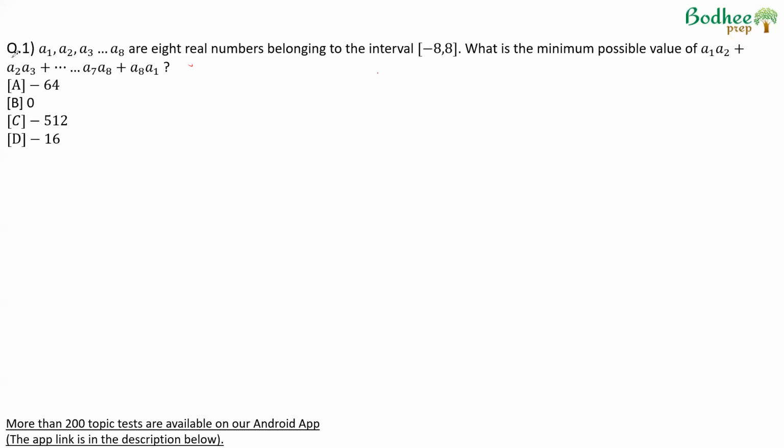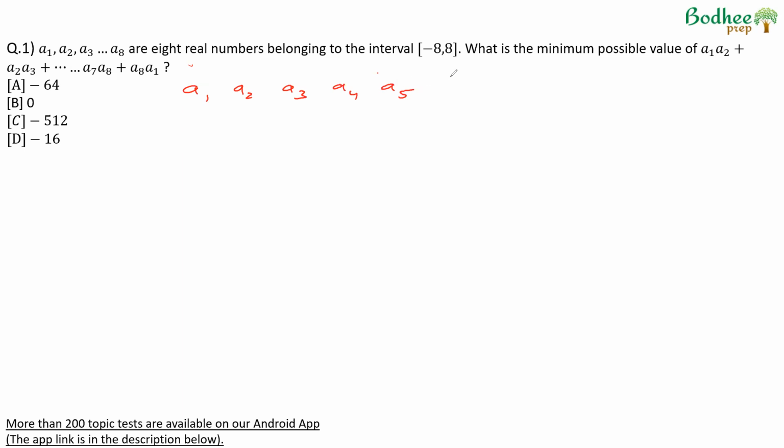there are 8 numbers, A1 to A8, belonging to the interval -8 to 8, both inclusive. We have to find the minimum possible value of A1A2 + A2A3 + A3A4 and so on till A8A1. Since we are multiplying two numbers at a time and we want to minimize the value, we will take one positive, one negative.